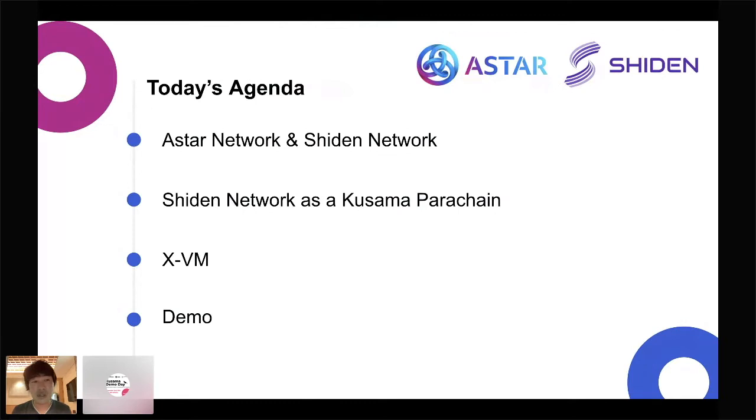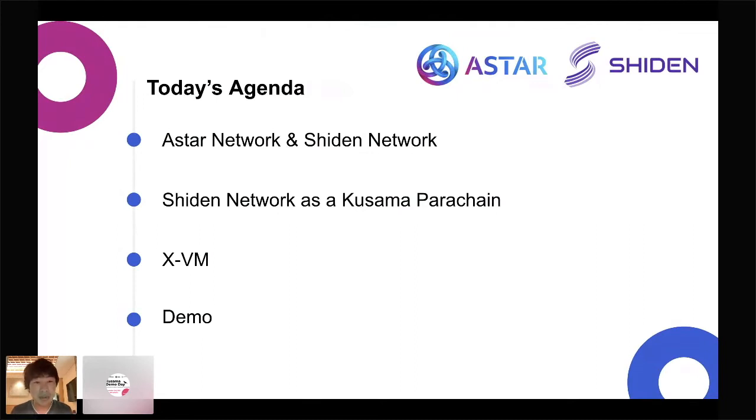Astar is not launched yet because Polkadot is not ready yet right now. But Shiden has already launched, and Shiden became a Kusama parachain one month ago. This is awesome, and we had been waiting for the Kusama parachain auction for more than 2 years. So it was a wonderful moment for me and for the community.